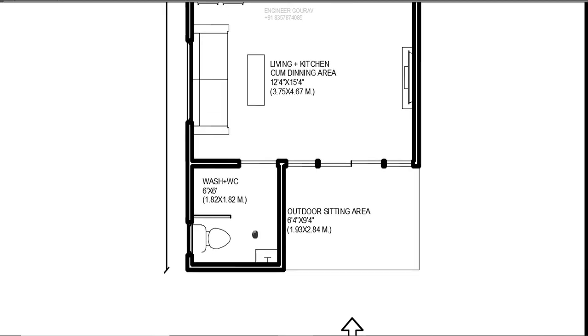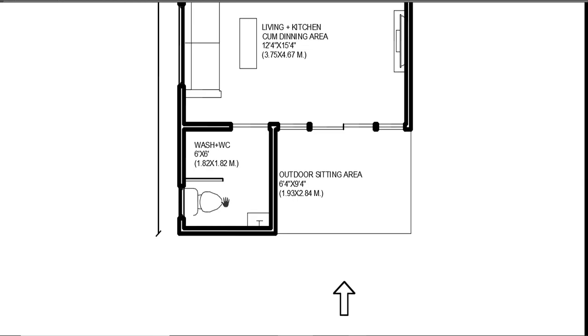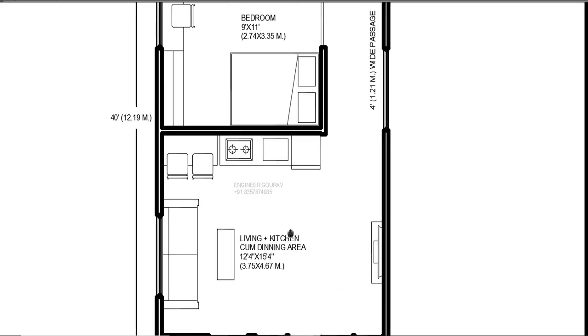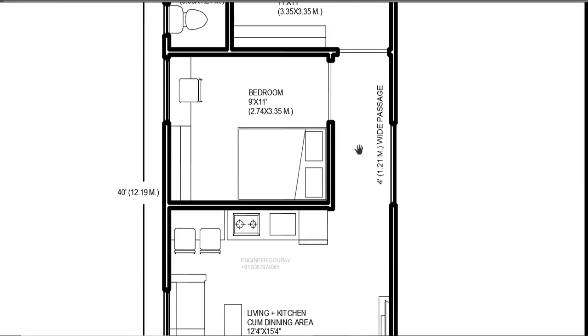And we have a common use washroom plus water closet here. You can see here the wash basin, water closet and the shower area, and we have a ventilator for ventilation of this washroom. If we go inside, on the right side we have a 4 feet, in meters 1.21 meter, wide passage here, and on the left side we have bedroom number 1 here.